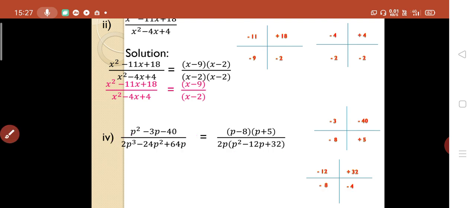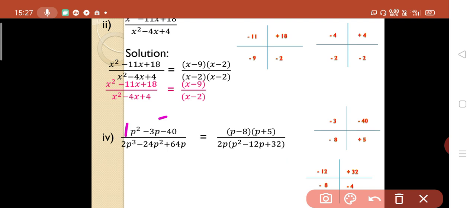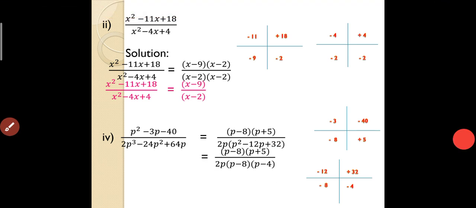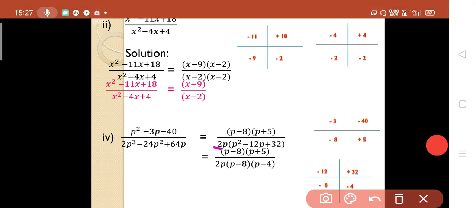Now you come to the numerator. The numerator is a quadratic polynomial. Here the coefficient is 1, 1 into minus 40, minus 40. What is the coefficient of x? Minus 3. So find two numbers: minus 8 and plus 5. If you multiply, you will get minus 40. If you add, you will get minus 3. So (p − 8)(p + 5). In the denominator we had taken 2p outside, so p² − 12p + 32. Take and write this 2p as it is.